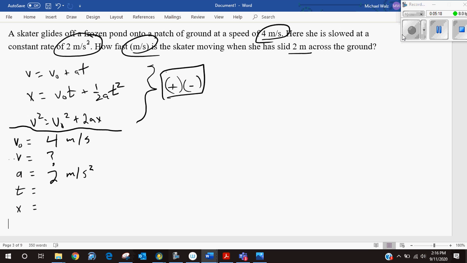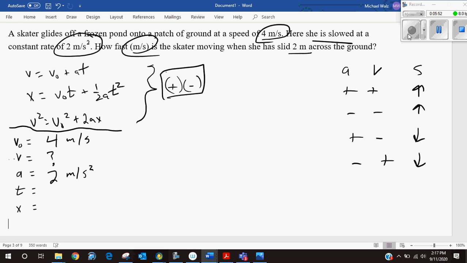Well, here's the clue right here. She slowed. So when they said she slowed, if you remember that chart from the PowerPoint yesterday, if acceleration and velocity are in the same direction, that means the speed is going up. So whether they're both positive or both negative, the speed is going up. If one of them is opposite, the speed is going down.